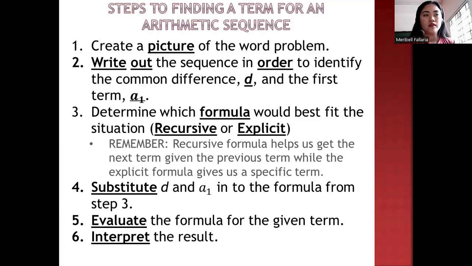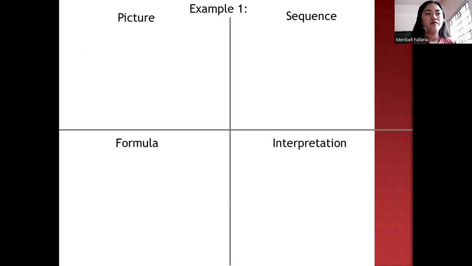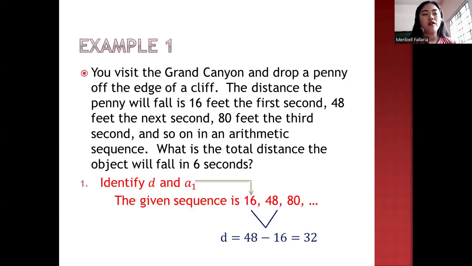Example 1. You visit the Grand Canyon and drop a penny off the edge of the cliff. The distance the penny will fall is 16 feet the first second, 48 feet the next second, 80 feet the third second, and so on in an arithmetic sequence. What is the total distance the object will fall in 6 seconds? Okay. What is being asked is the total distance the object will fall in 6 seconds.